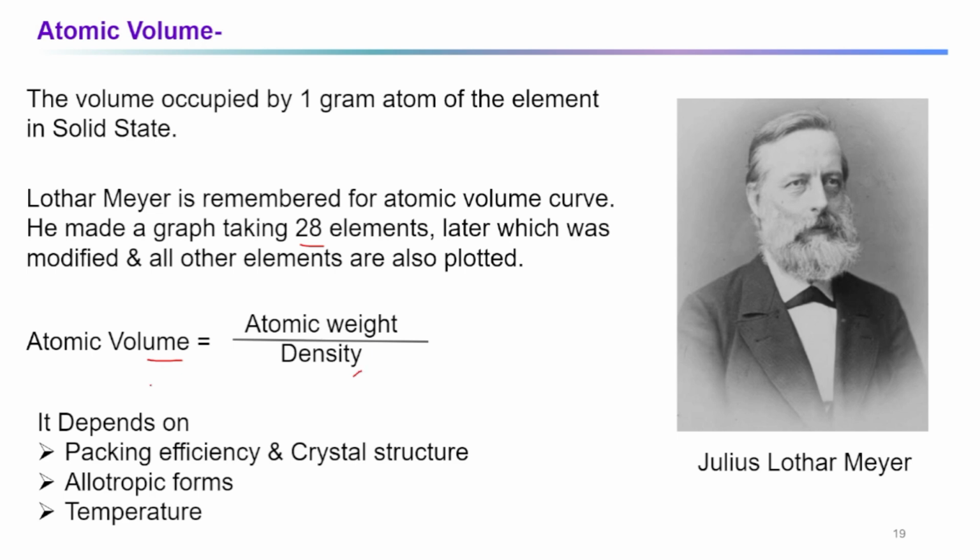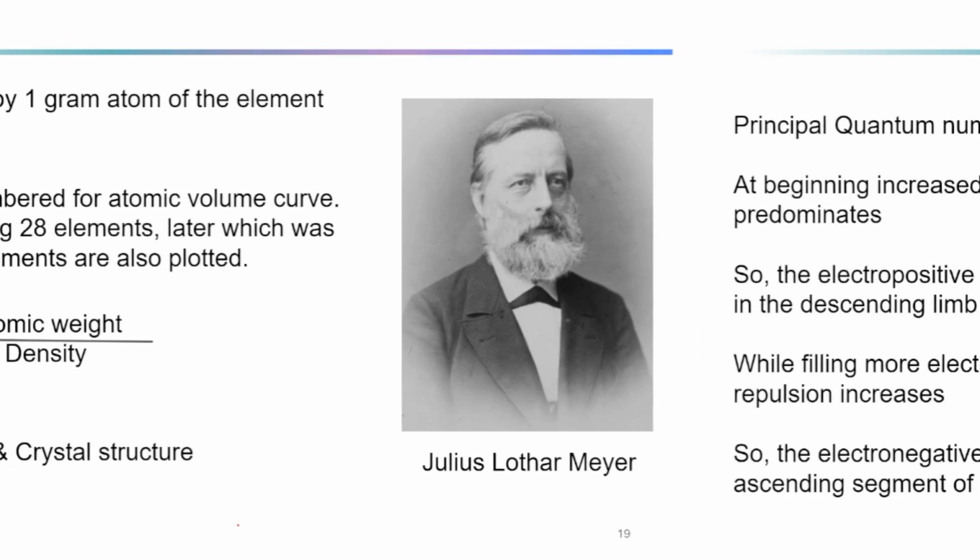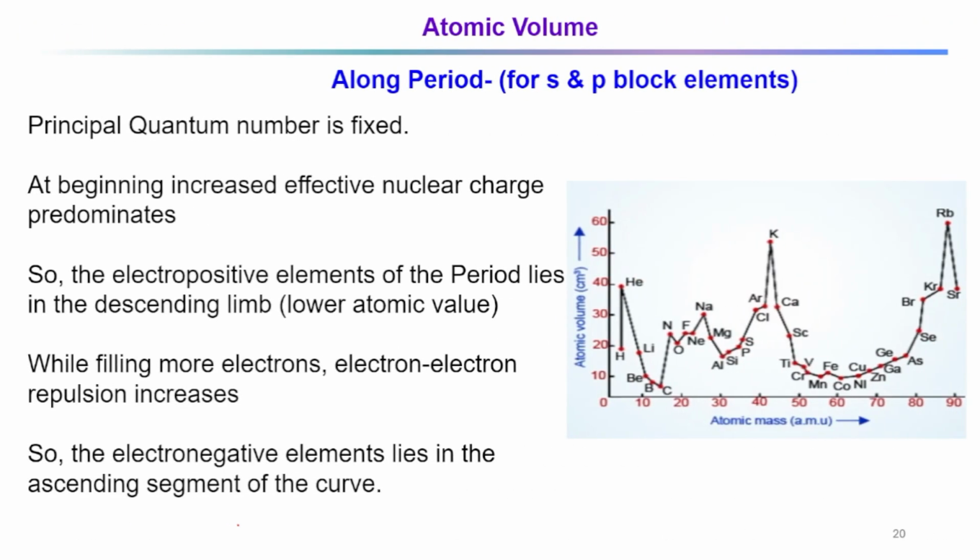Now, this atomic volume depends on multiple factors, for example packing efficiency and crystal structure, allotropic forms, and temperature. All these things can influence the atomic volume. Now let's see the atomic volume along a period. First we will see it for s and p block elements. This is just for s and p block elements that we are observing now.